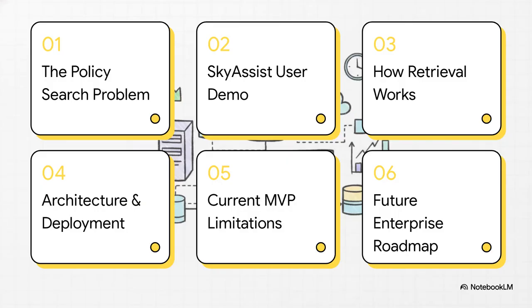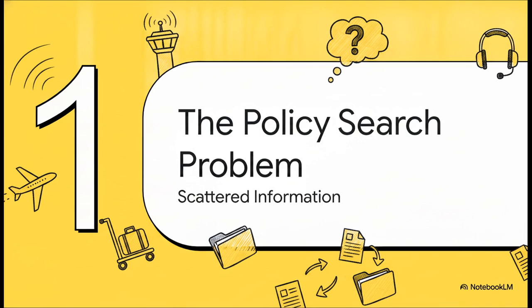Here is our roadmap for today. We'll quickly cover the policy search problem, walk through a SkyAssist user demo, look at how retrieval works, break down the architecture and deployment flow, go over our current MVP limitations, and wrap up with the future enterprise roadmap. So starting with part 1, the policy search problem.